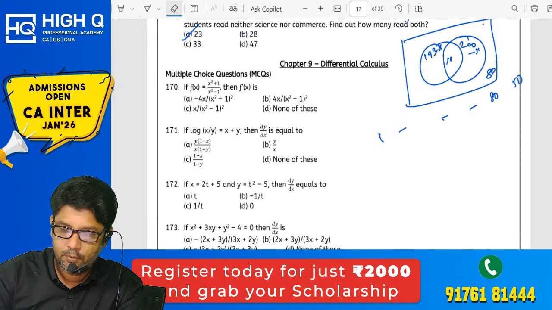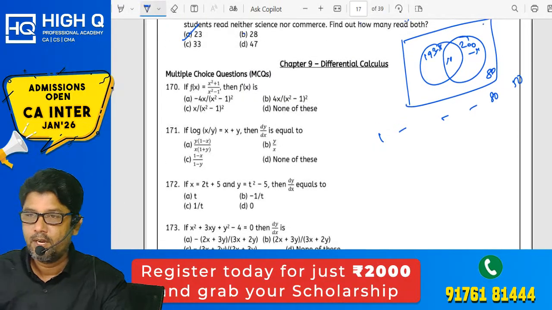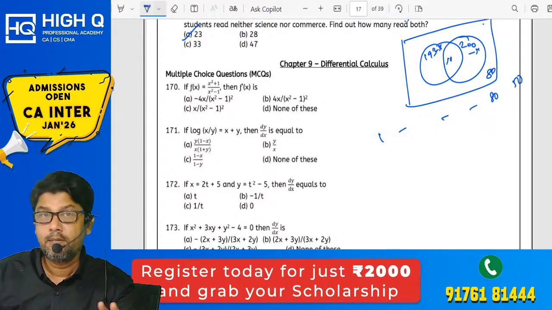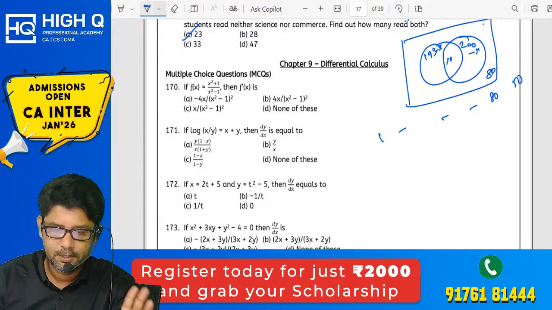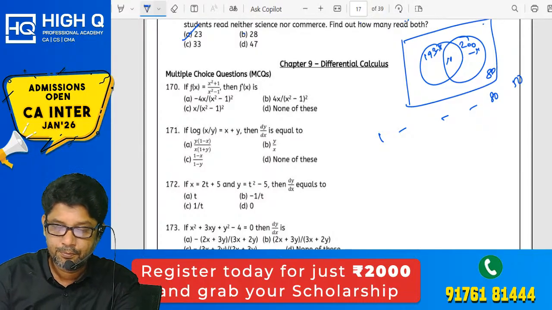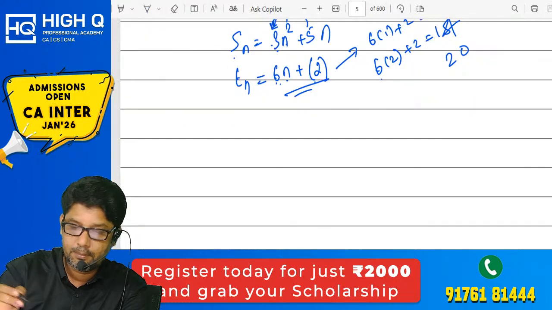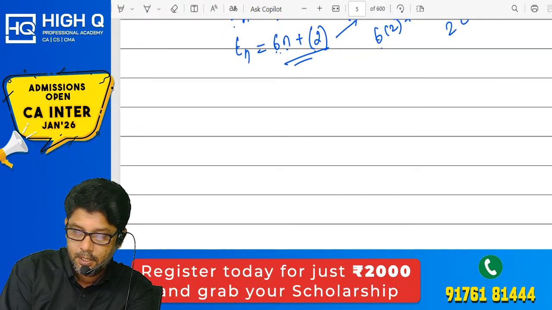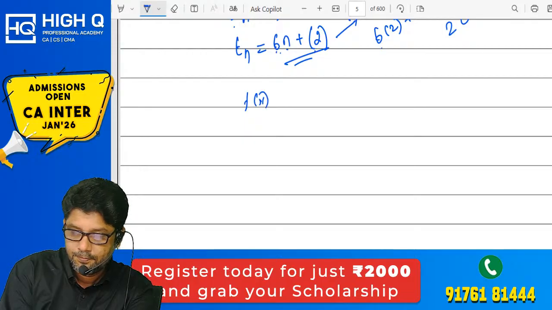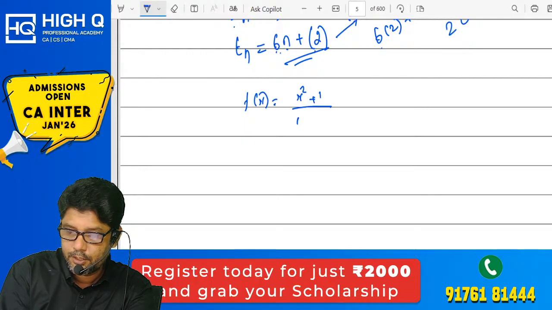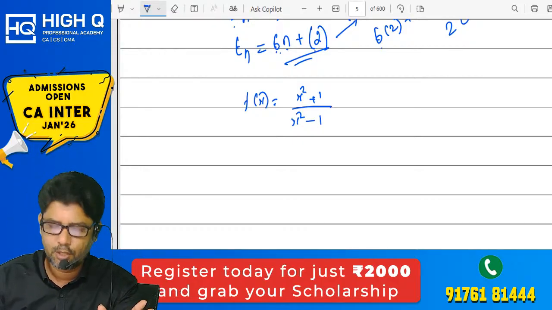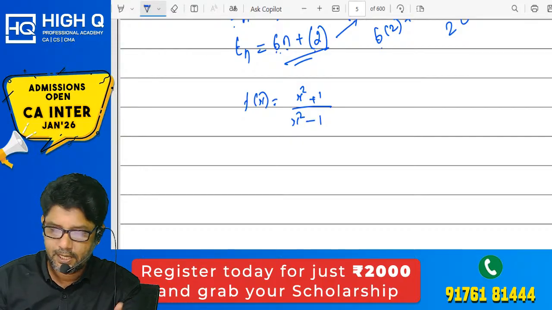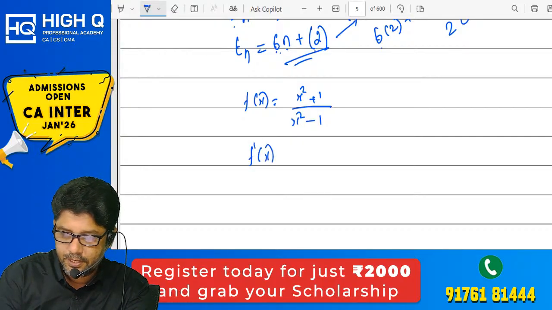Fine. So now we are doing calculus. Many of the students are planning to leave calculus, right? So we'll try to do a few problems from calculus. If such a type of problem comes, even a non-mathematics student can do it. For example, question number 170. f of x is (x square plus 1) divided by (x square minus 1). You don't require any calculus, like derivative formulas and all. I'll teach you one direct shortcut, using which you can do it directly. Okay, let us find out f dash of x.